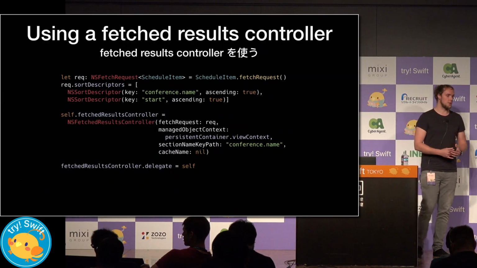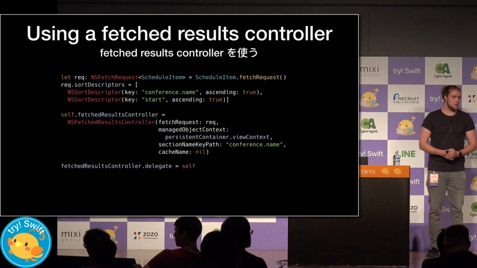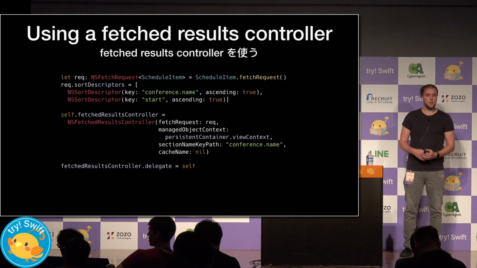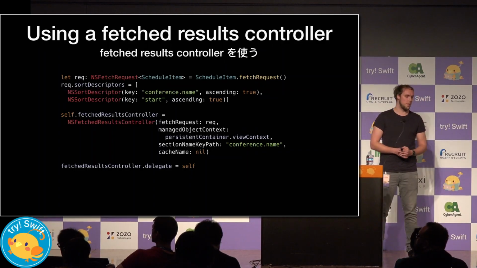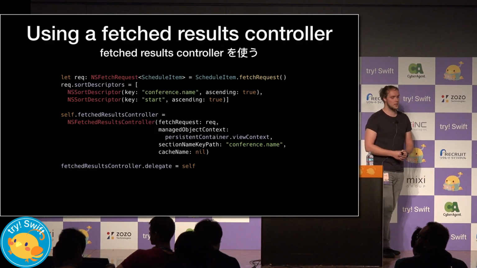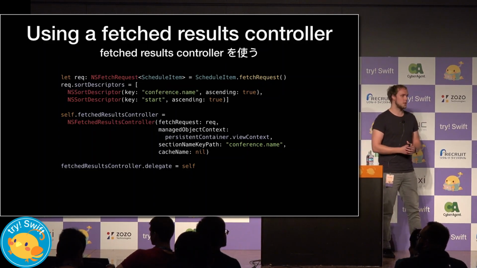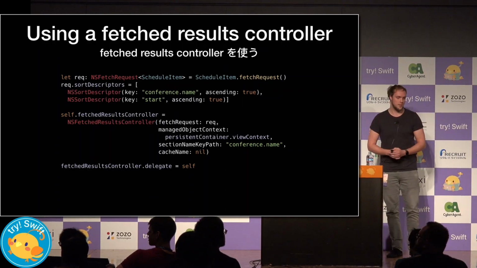So once your fetch request is configured, you can create your fetch results controller. The initializer for a fetch results controller takes a couple of parameters. The first one, your fetch request, so the controller knows what data to retrieve. The second one is a managed object context. In this case, the view context from the persistent container is used. I will explain more about the view context later.